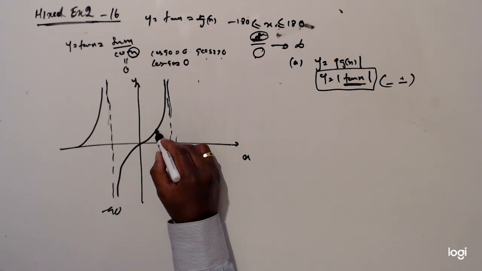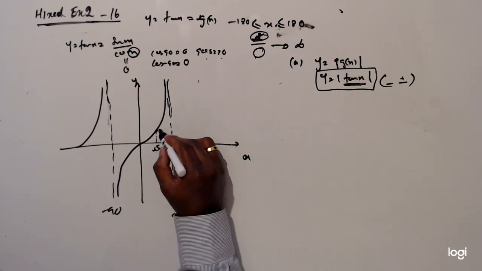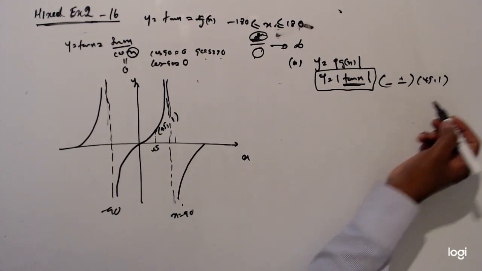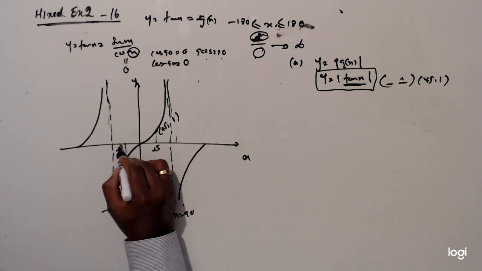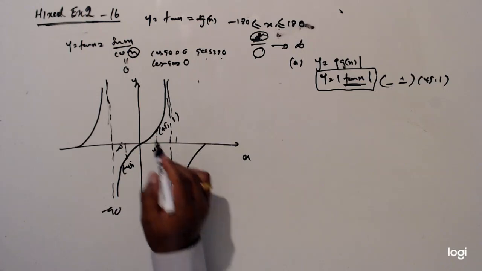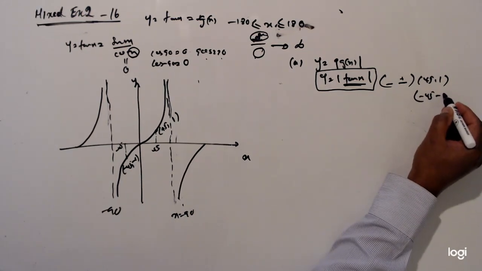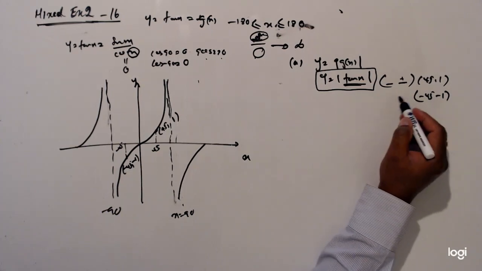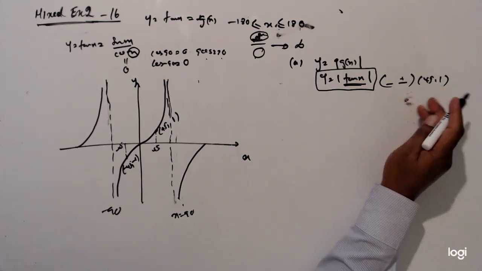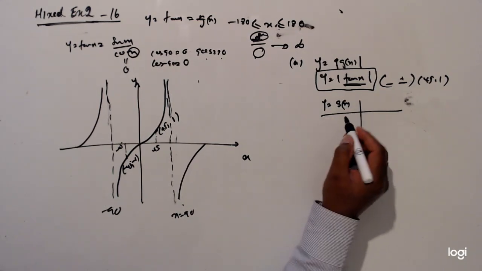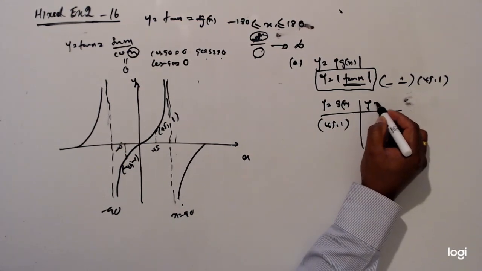For example, if you take this point, 45, tan 45 means 1. So that is 45 and 1. If you take this one, minus 45, tan minus 45 means minus 1. So minus 45, minus 1. But when it comes to the mod graph, y equal tan x graph has the point 45, 1.